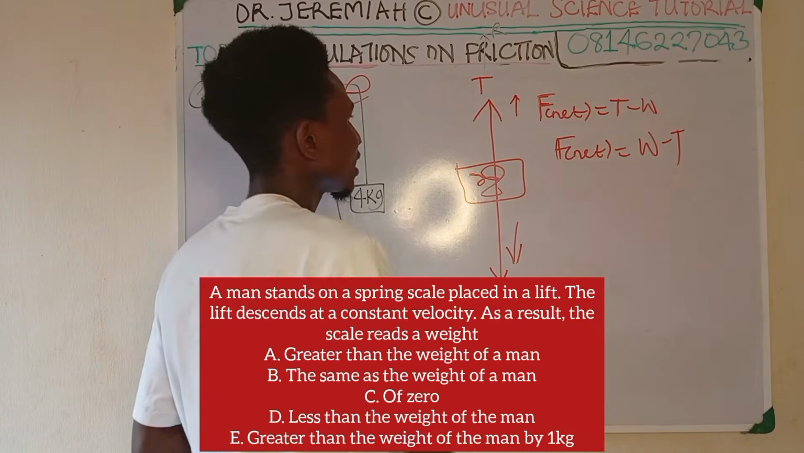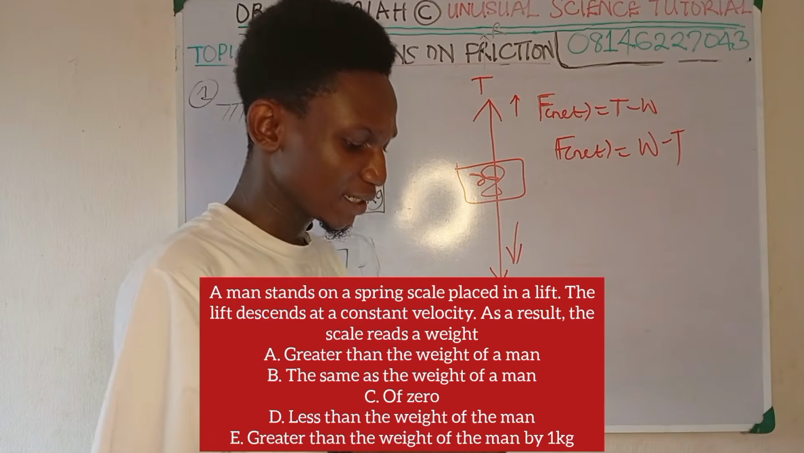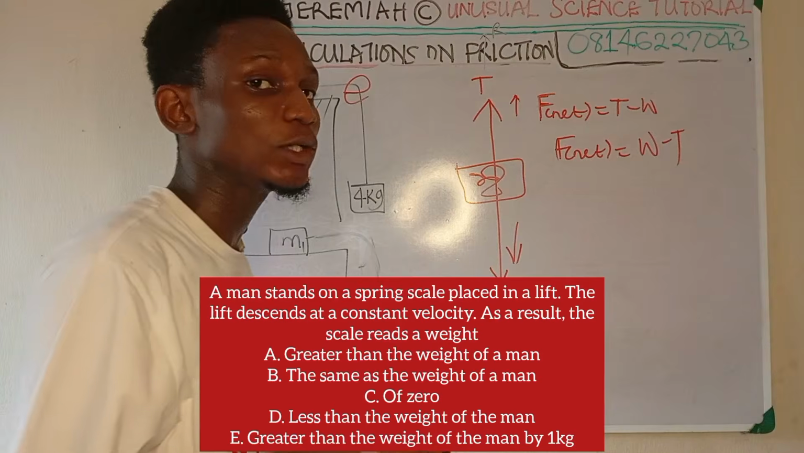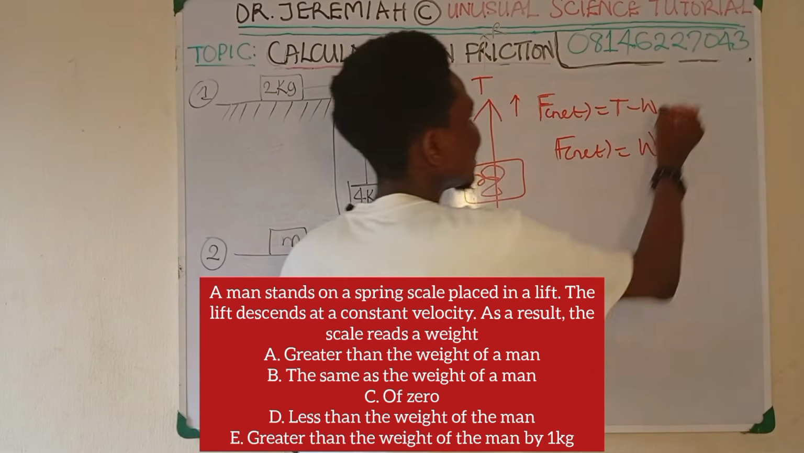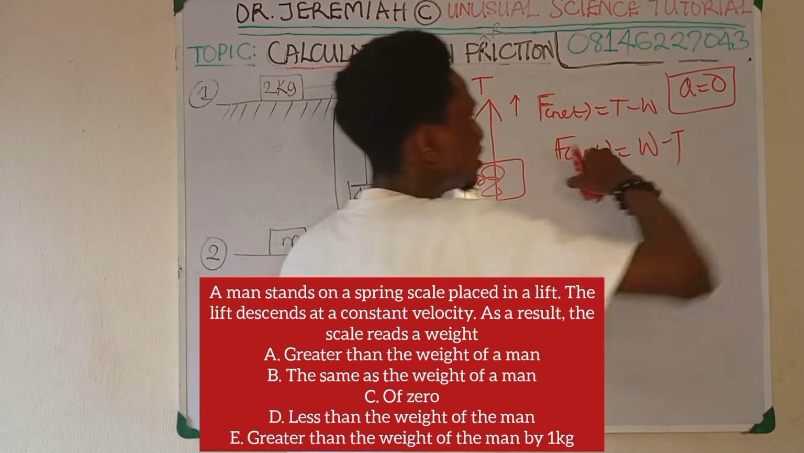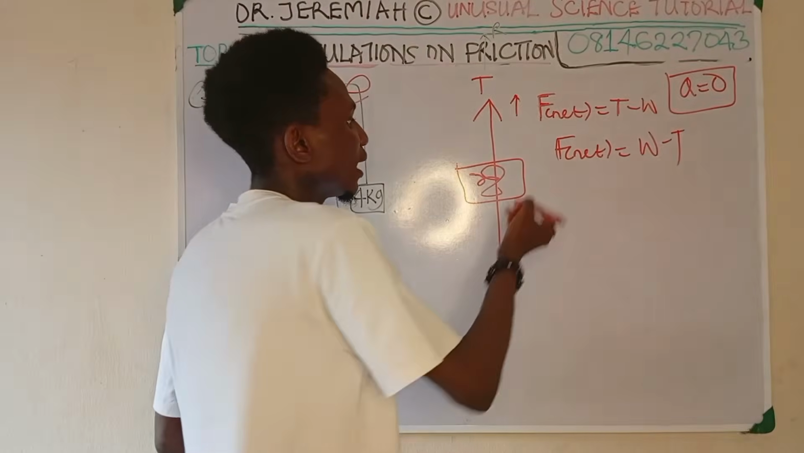Now, you see these two formulas. Let's now solve this question. It says a man stands on a spring scale placed in a lift. The lift descends at constant velocity. To descend at constant velocity means what? It means that acceleration is 0. Remember, constant velocity, a is 0. Please just know these simple things in physics. That's how you get questions.